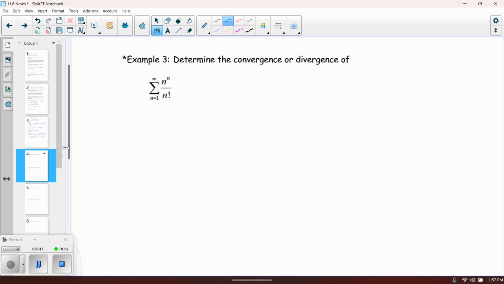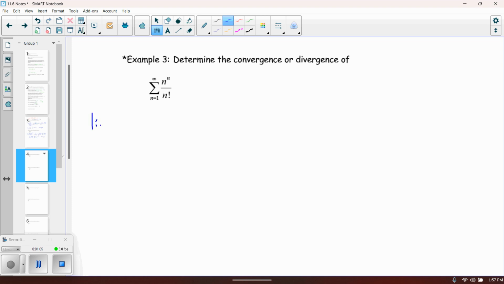Remember, the iterated functions are probably, of the ones that we look at, the ones that grow the fastest. So you would expect, since the numerator is going to grow faster than the denominator, even though they both grow extremely fast, the top is going to grow faster. So you would expect this one to probably be divergent. So let's see by using the ratio test if that is true.